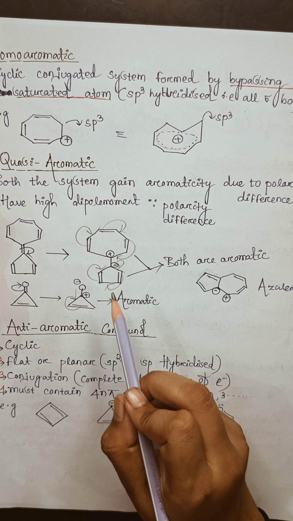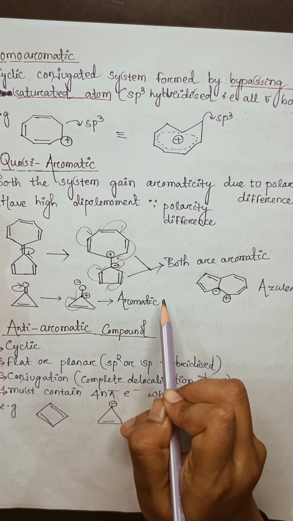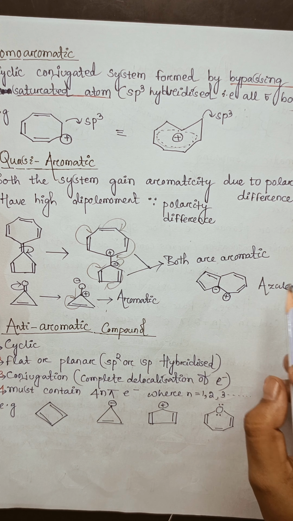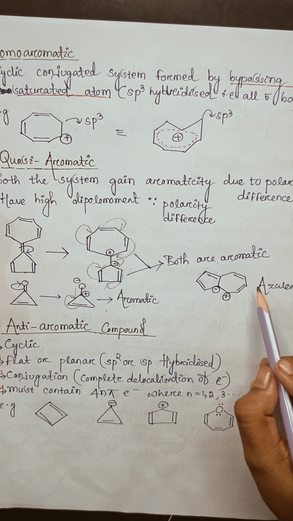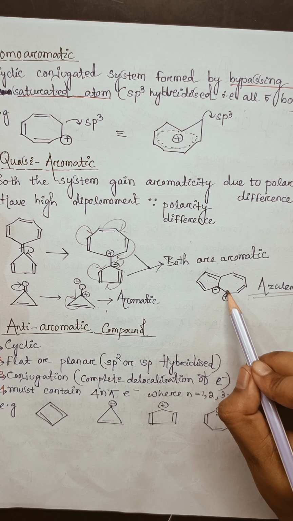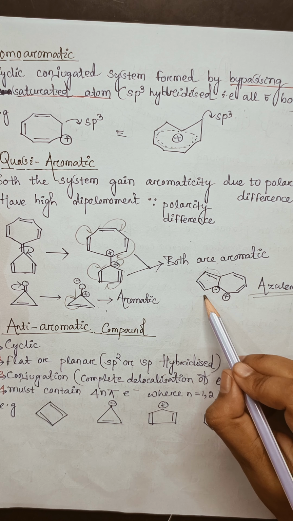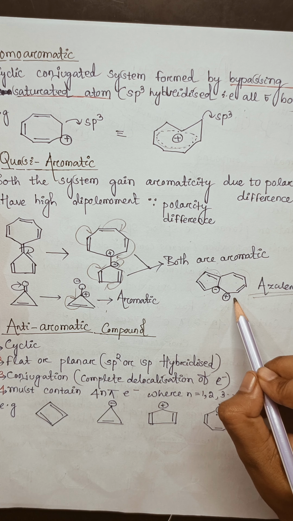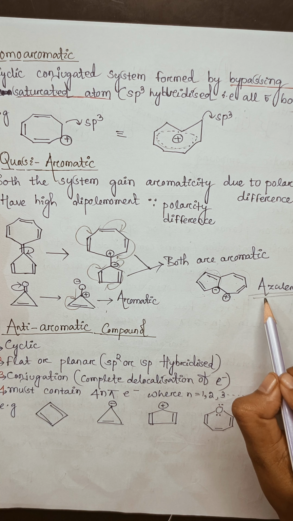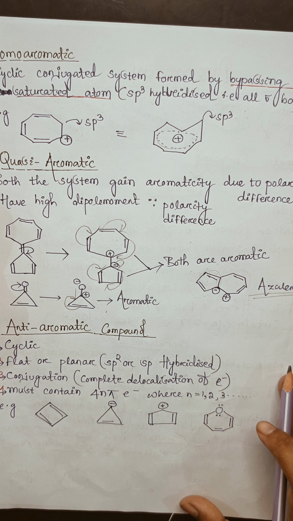It contains 1 pi bond, that is 2 pi electrons, which follows Huckel's rule. So it is also aromatic. This is azulene. It is a combination of both 5- and 7-membered rings. By breaking this double bond, the 5-membered ring gets a negative charge and the 7-membered ring gets a positive charge. So both are aromatic. So azulene is overall a quasi-aromatic compound.